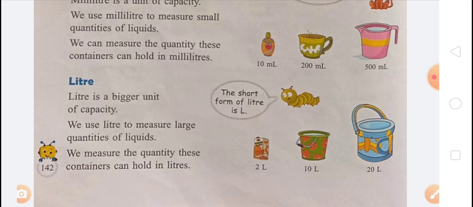Okay, and we measure the quantity these containers can hold in liter, and the short form of liter is L. Liter is a bigger unit of capacity, and we use liter to measure large quantities of liquid, like any bottle that can hold 2 liter of water, any bucket that can hold 10 liter of water, and any big container that can hold 20 liter of water.